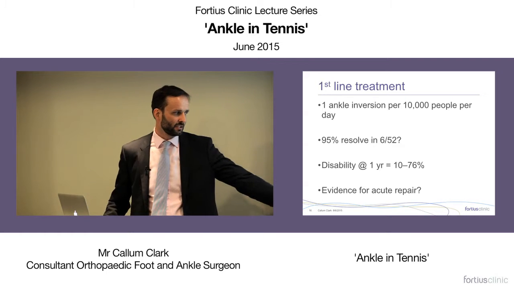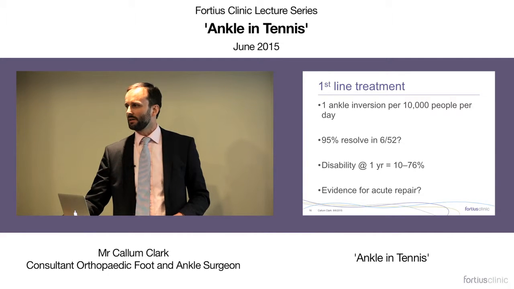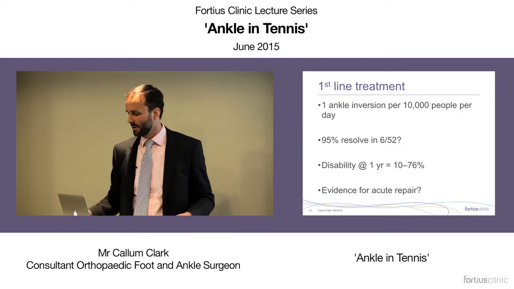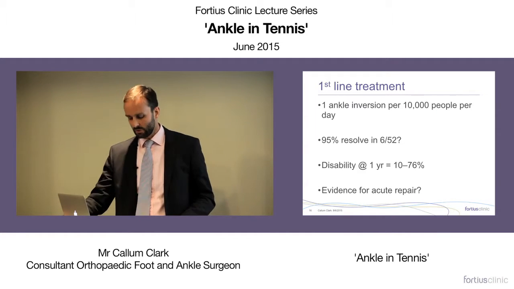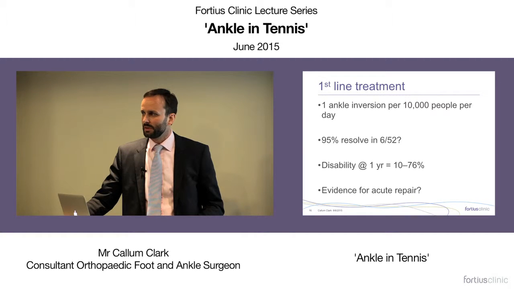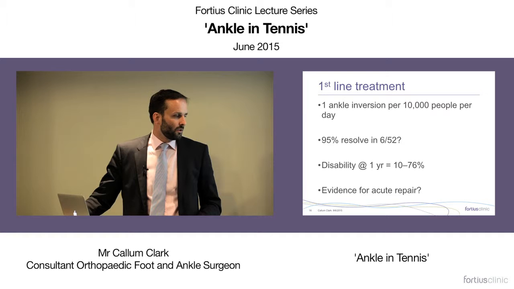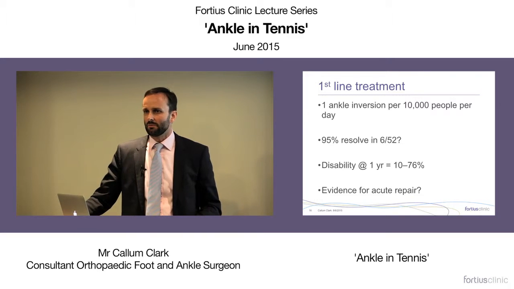And the disability, this is a ridiculous figure. At a year, you can either be 10 or 76% likely to have a disability after an ankle inversion sprain, or anywhere in between. So that means nothing, and we don't really know. Is there evidence for acute repair? Well, it's controversial. One of the members of the Fortius group, James Calder, has published on this, and it's only really indicated in elite athletes. Surprisingly, there isn't a huge amount of difference in return to play between acute repair and conservative or functional treatment. So there's not an enormous difference.